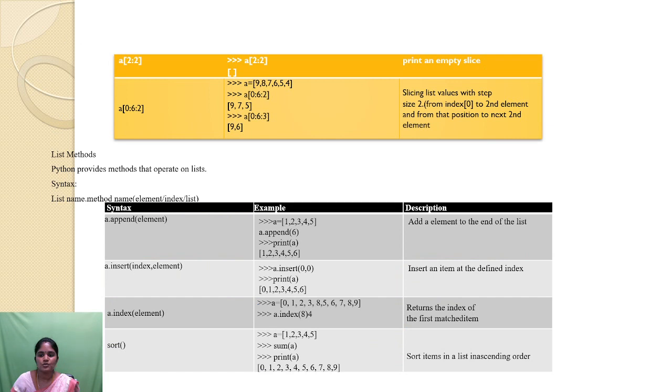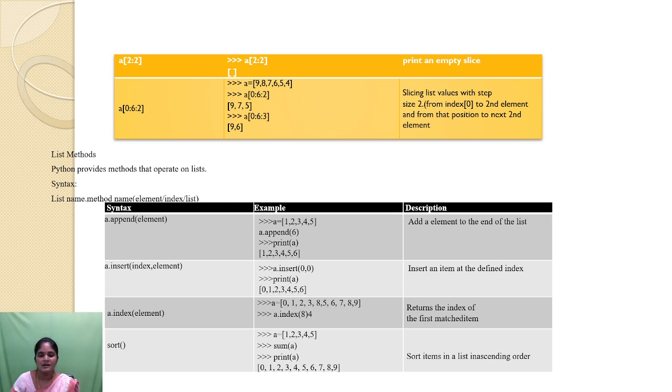Next, if you want to perform empty slices, let me explain that. The starting index is 2 and the ending index is also 2. Likewise, starting index 3 and ending index 3. The same index value for the starting and ending index produces empty slices.